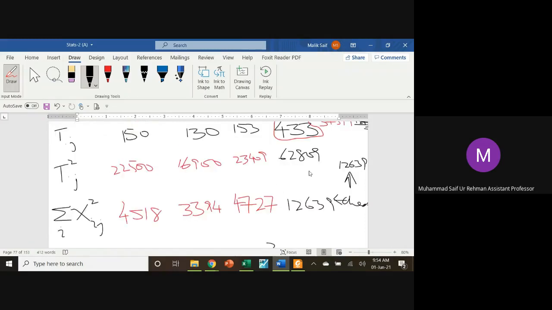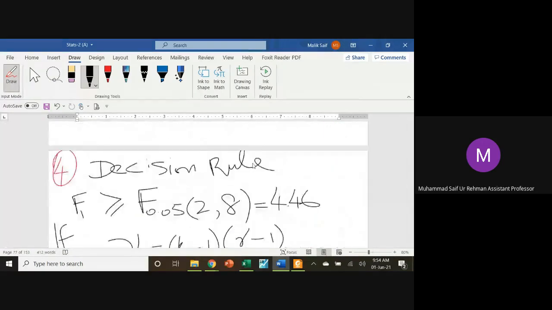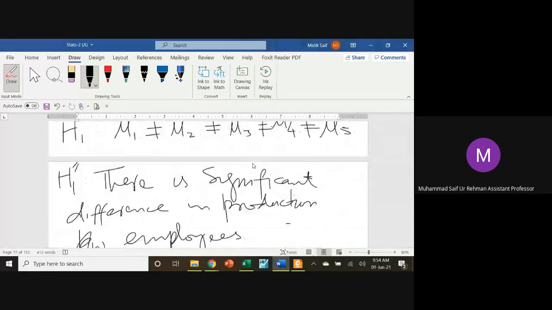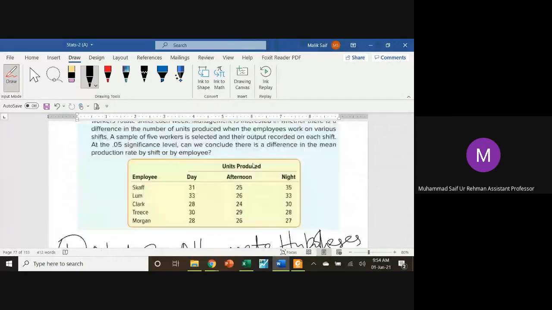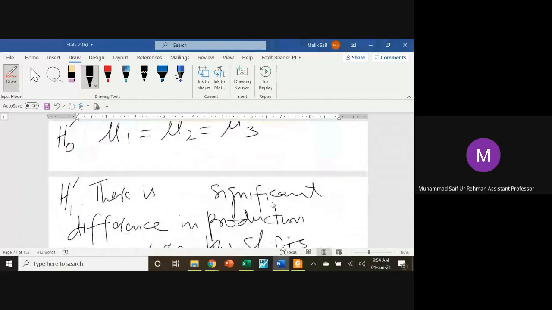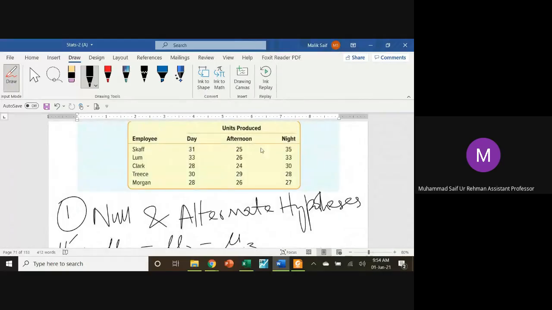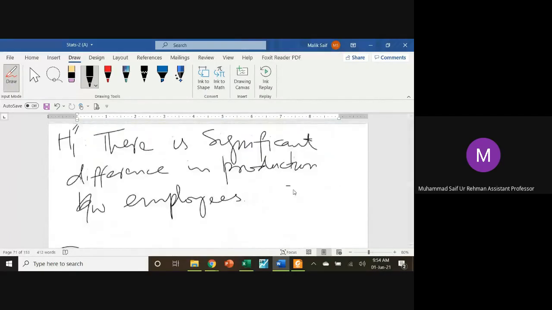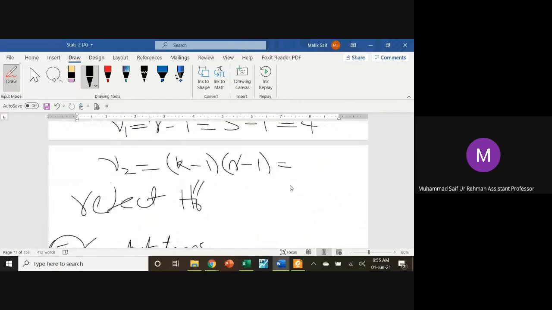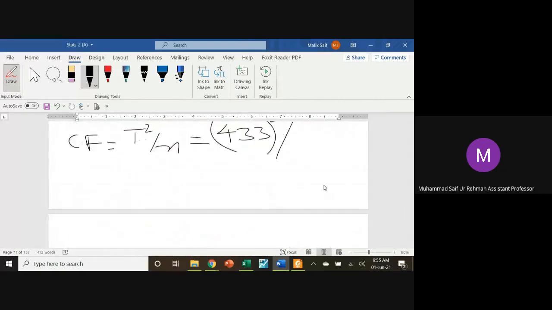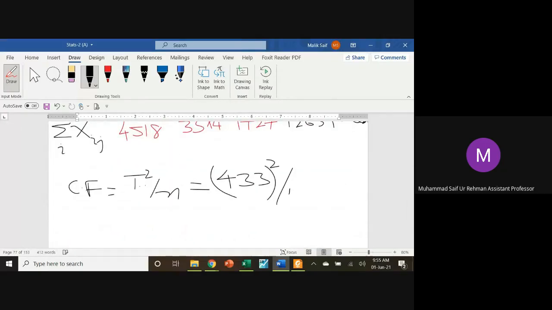N is the total number of observations. You can see 5 values are there in the rows and 3 values in the columns. So 5 multiplied by 3, 15 values are there in total. So the total number of observations is 15. So divide it by 15. So see what is the answer.